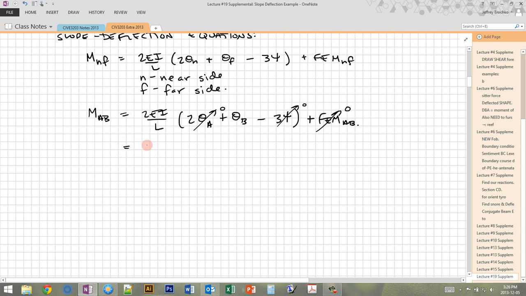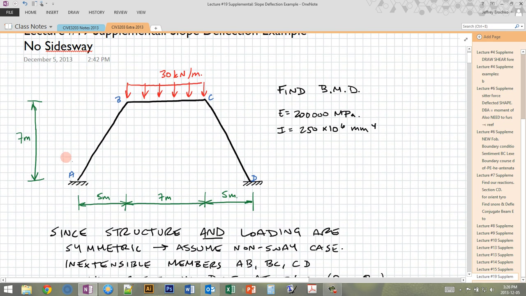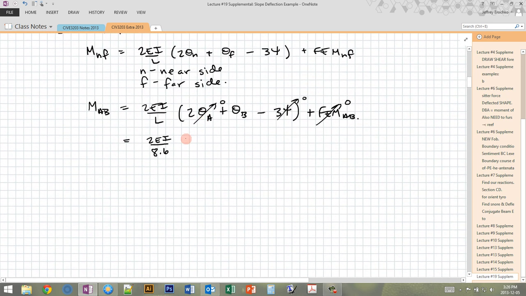So then if we sub in L, we're going to get 2 EI over 8.6, which is the diagonal length of this member. So let's just put that length in here. We're looking for the length of the member in the axis direction of the member, so that's the total length of that member, 8.6. And then we're going to end up with theta B as being the only thing that's left here. So then we can work that out. We can divide this, and I'm going to leave things in terms of EI. So we get 0.233 EI theta B.